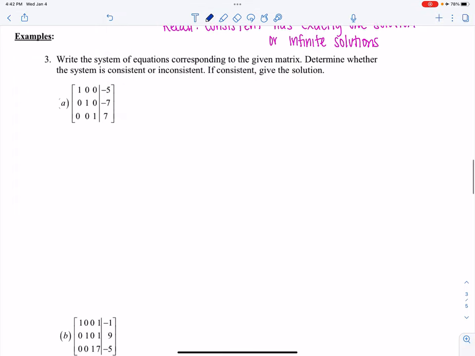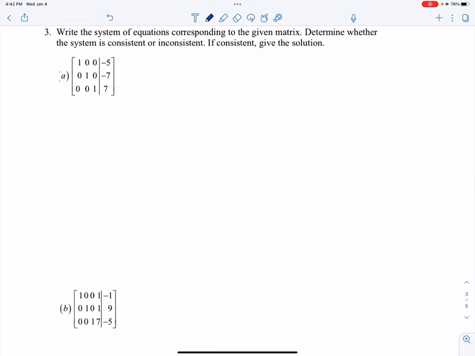So let's take a look here. We have 1, 0, 0 equals -5, 0, 1, 0 equals -7, 0, 0, 1 equals 7. What does this tell me? This tells me that it's consistent with exactly one solution. X equals -5, Y equals -7, and Z equals 7.